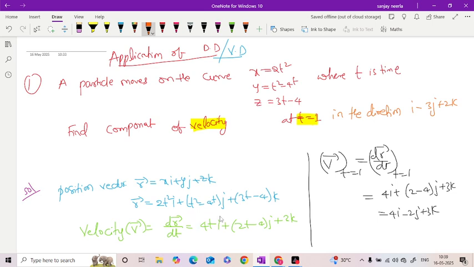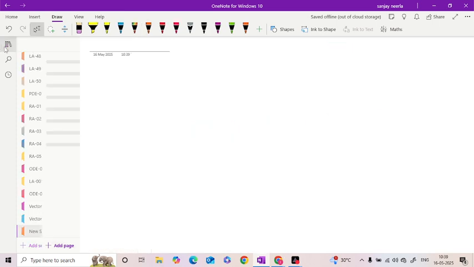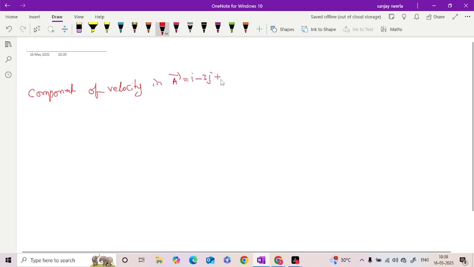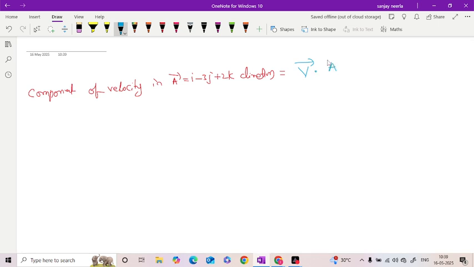Now, we already know that it is nothing but the directional derivative, and the vector v is already here, 4i minus 2j plus 3k, and the vector a is given as i minus 3j plus 2k. Okay, now the calculation of the component of the velocity in the direction a, the i minus 3j plus 2k direction, is just the dot product of the v vector and the direction a cap. What is the calculation of velocity?